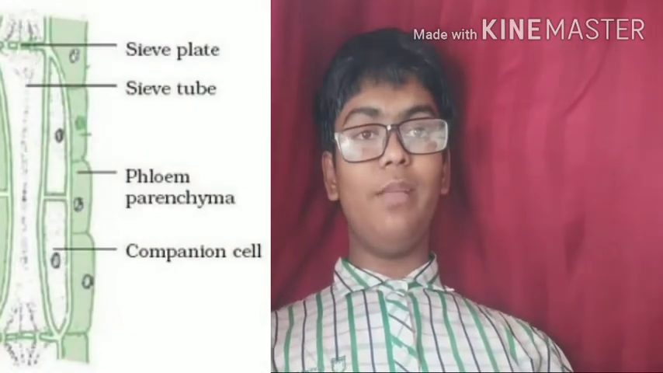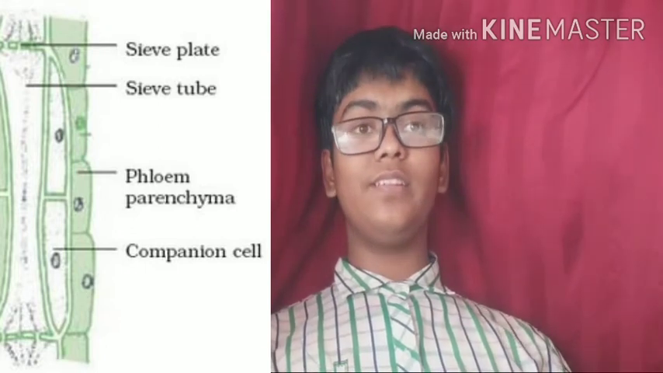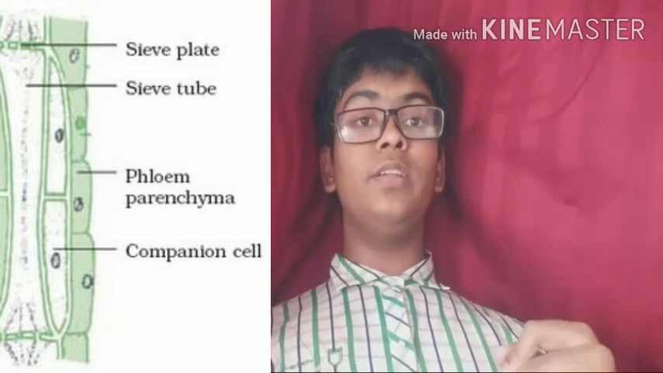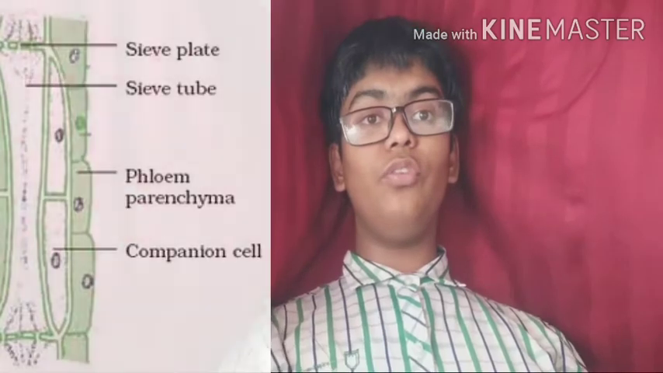Now let us learn about phloem parenchyma. Phloem parenchyma are long parenchyma living cells associated with phloem. Their function is to store food. Phloem sclerenchyma or phloem fibers. They are sclerenchyma, that is dead cells associated with phloem, and their function is to give mechanical support to the plant. Now let us have a difference between xylem and phloem.